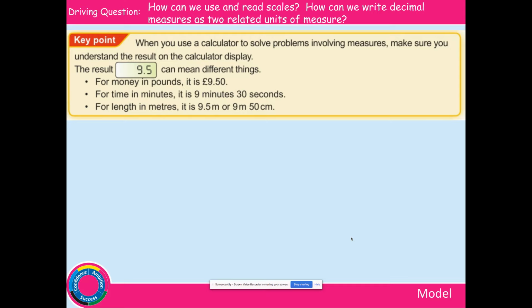For times in minutes, that one's a tricky one because that would be 9.5 minutes, and it's half a minute, and half a minute is 30 seconds. So that answer means 9 minutes, 30 seconds. Now, if it was for something like length in meters, it's 9.5 meters, which could also mean 9 meters, 50 centimeters, because it's half a meter. So just be clear what units of measure you're using when you're reading a calculator result.